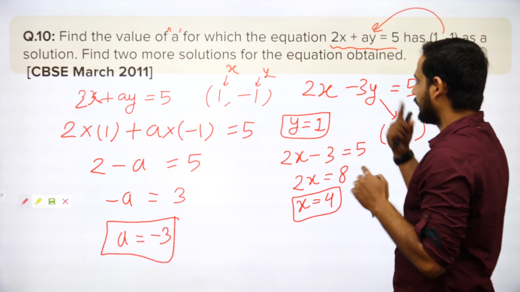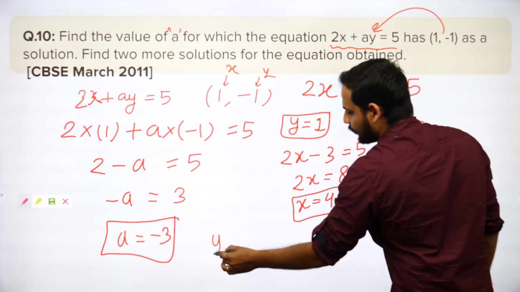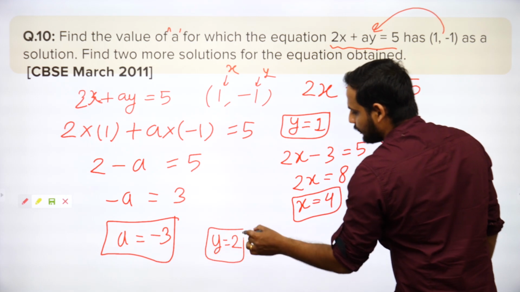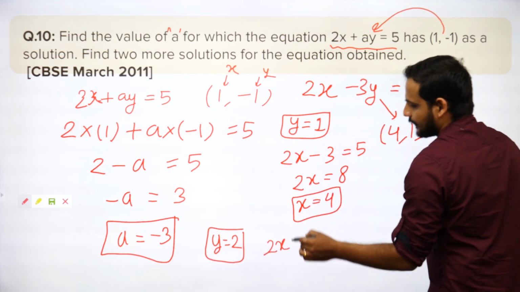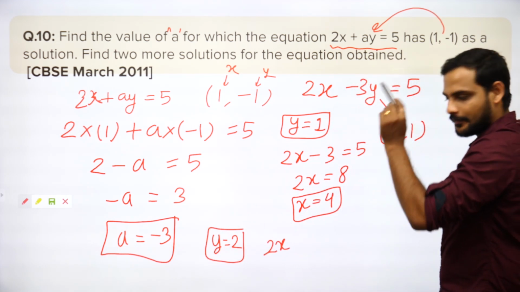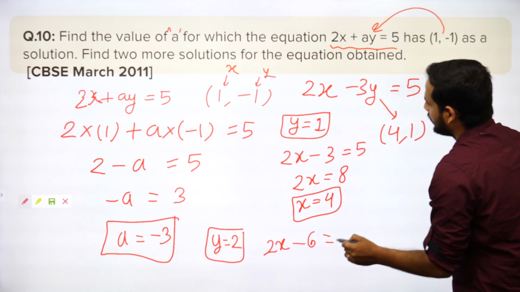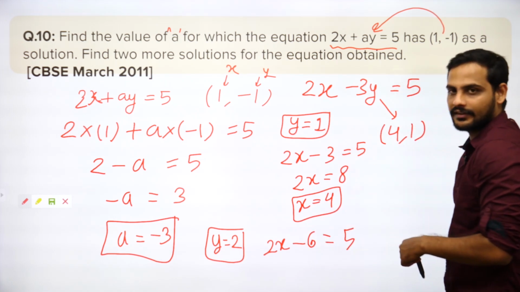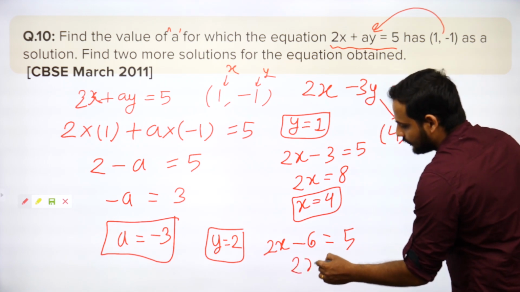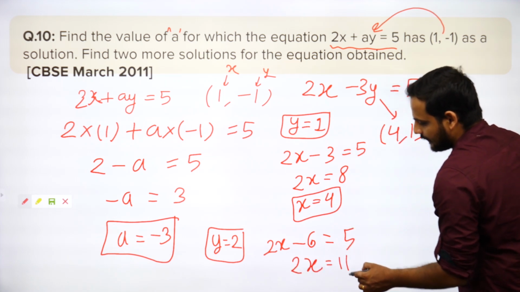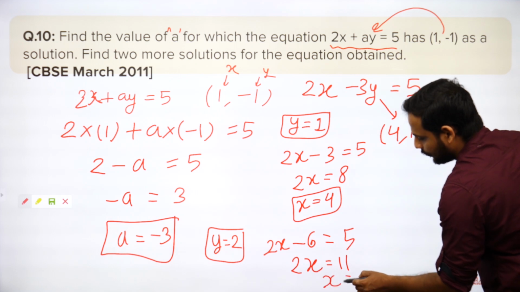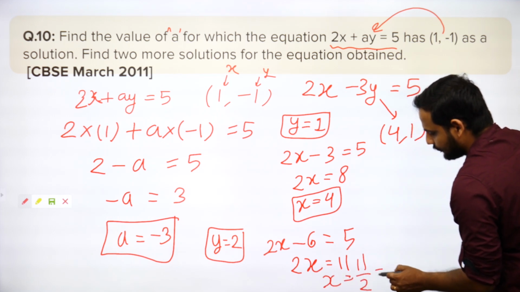Then let us put y is equal to 2. So what will we get? 2x minus 3 into 2, which is minus 6, is equal to 5. Shifting minus 6 to the other side, we get 2x is equal to 5 plus 6, which is 11. So x is equal to 11 by 2, which is 5.5.